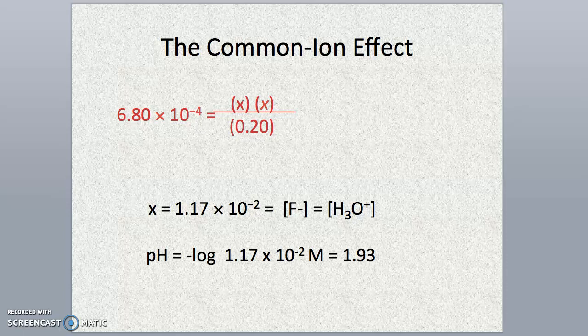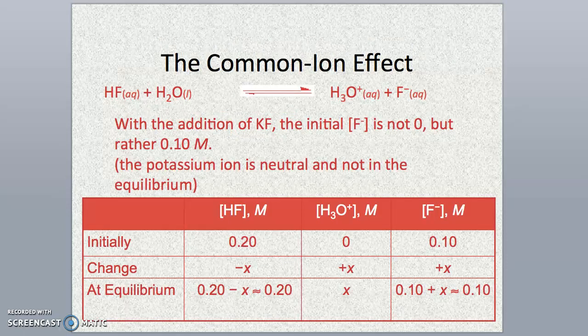Our prediction was that adding fluoride ion would increase the pH by shifting the equilibrium to the left, so let's see if that holds true. We'll use the same ice table, but now the initial concentration of the fluoride ion is not 0. The question did say that the salt potassium fluoride is added. We don't include the potassium because it's not part of the equilibrium, and it's also a neutral ion.